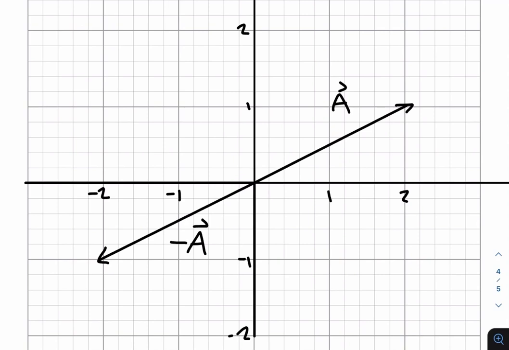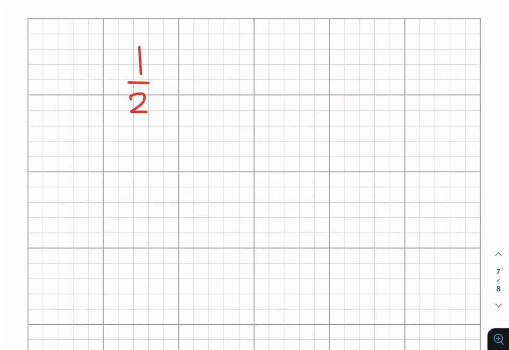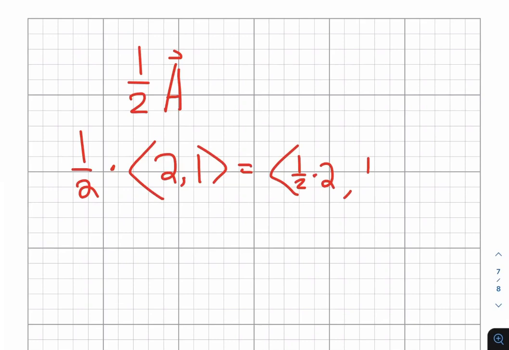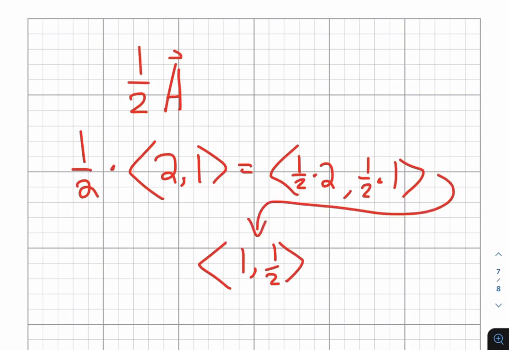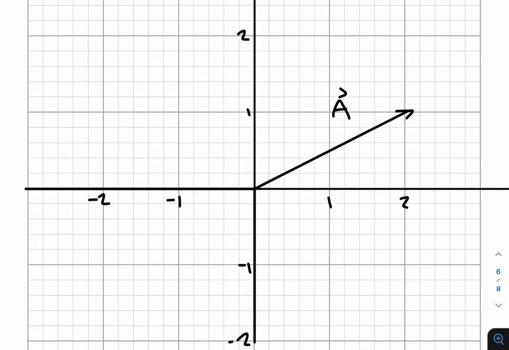Let's try a couple more examples before ending the video. Let's try and find the values and graph 1/2 a. Feel free to pause the video to try it out for yourself. By multiplying the components each by 1/2, you can see that the new vector is 1, 1/2, which can be written as 1/2 a. Graphically, the length of the vector has been halved.